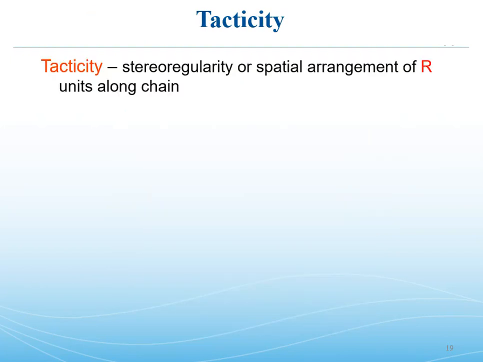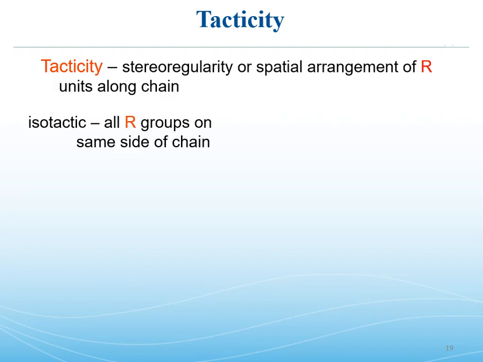Okay, tacticity. The stereoregularity or spatial arrangement of radical units along a chain. So radical units would be something different, another small molecule that hangs off of a polymer main chain as a side group. So with polyvinyl chloride, for instance, we saw that it was the chlorine that took the place of one of the 4 hydrogens in the repeat unit.